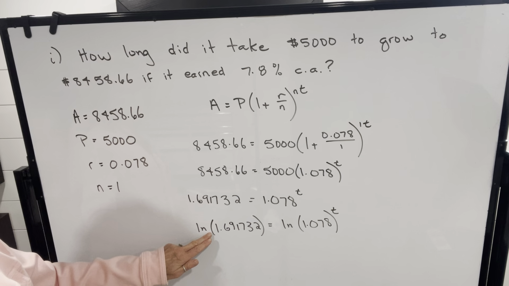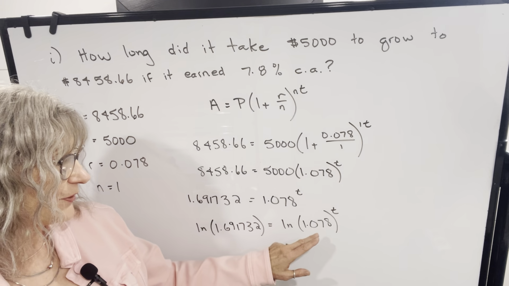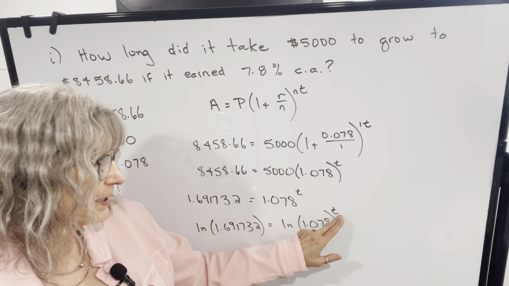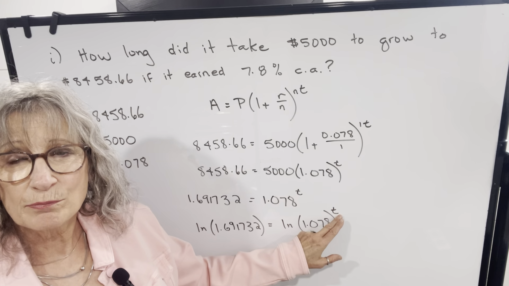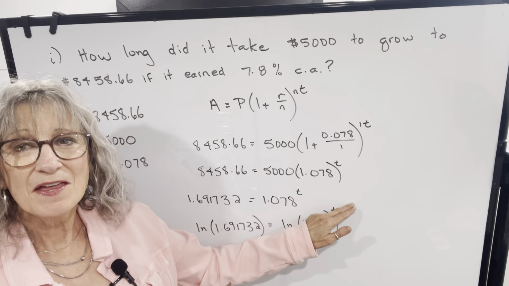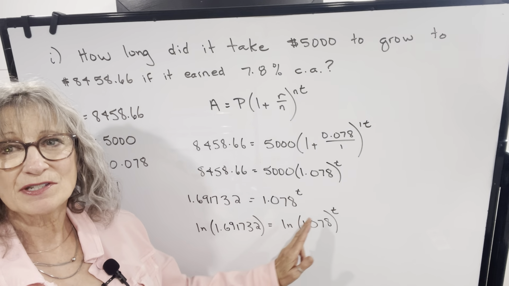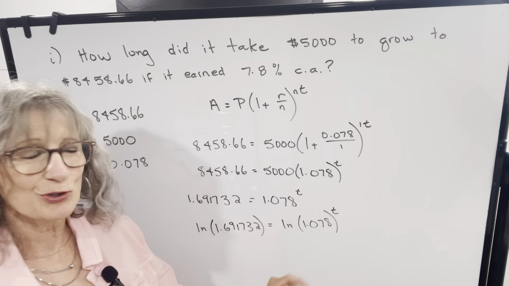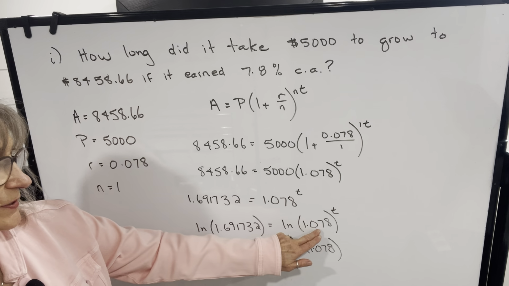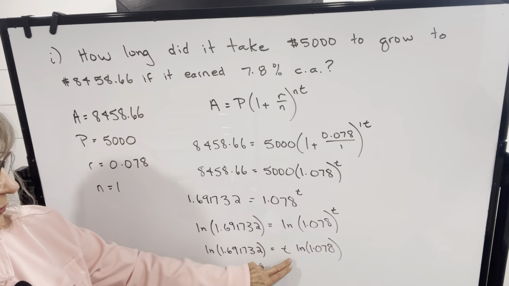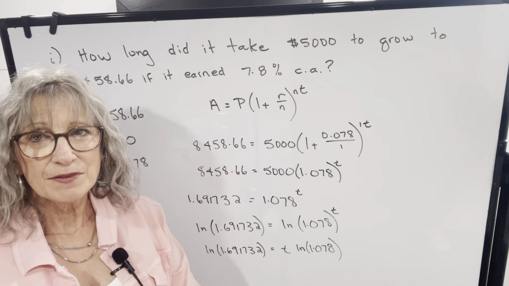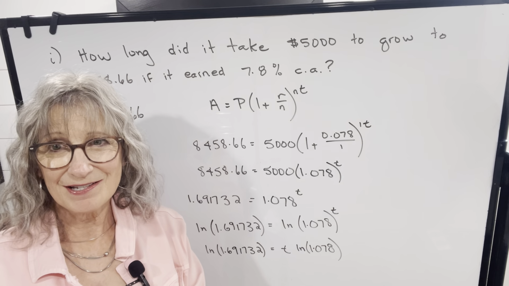So I've taken the natural log of both sides of the equation, and the reason I did that is because there's a property of logs that allows me to take my exponent out of exponent position. When I have the natural log of a quantity to an exponent, that's equal to that exponent times the natural log of that quantity. Let me show you. So in other words, the natural log of 1.078 to the power of t is equal to t times the natural log of 1.078. Now that the t is a factor, I can isolate it.